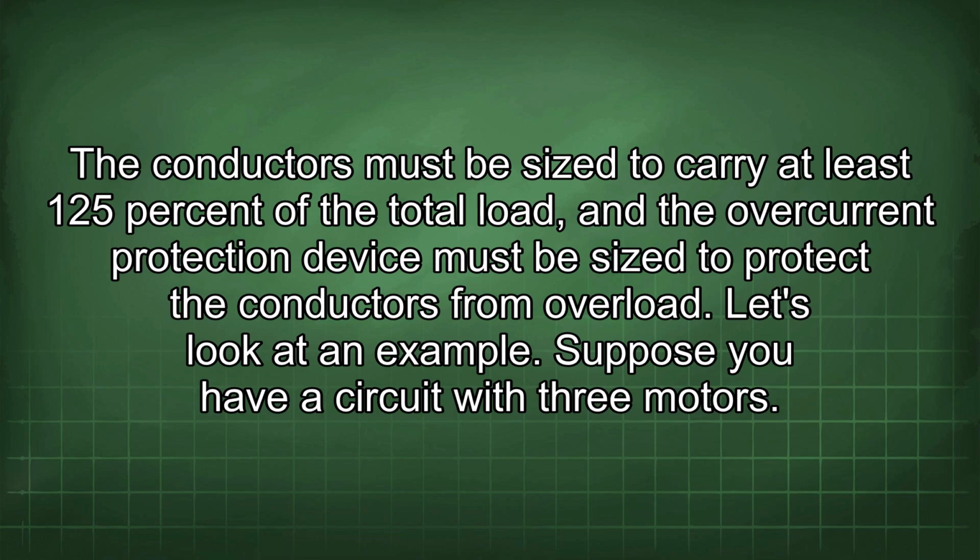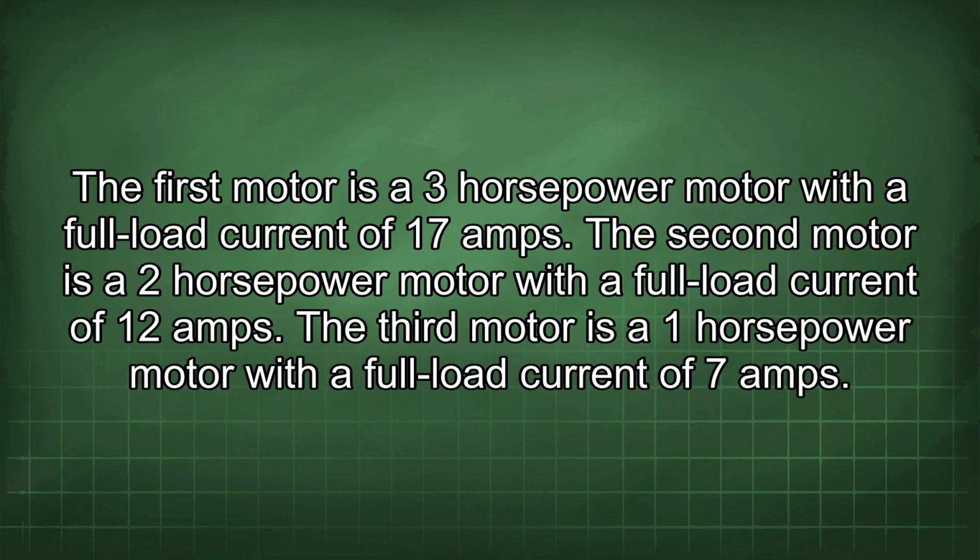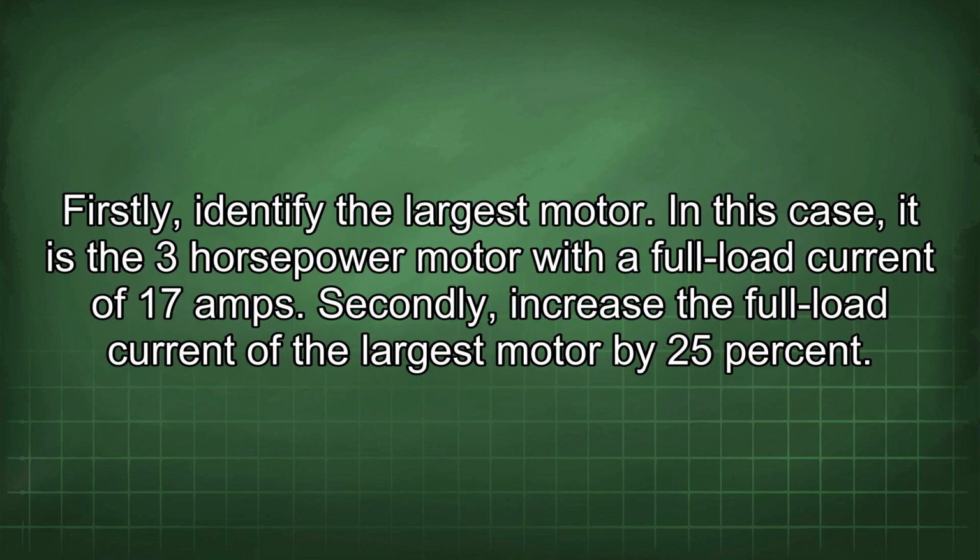Let's look at an example. Suppose you have a circuit with 3 motors. The first motor is a 3 horsepower motor with a full load current of 17 amps. The second motor is a 2 horsepower motor with a full load current of 12 amps. The third motor is a 1 horsepower motor with a full load current of 7 amps. Firstly, identify the largest motor. In this case, it is the 3 horsepower motor with a full load current of 17 amps.